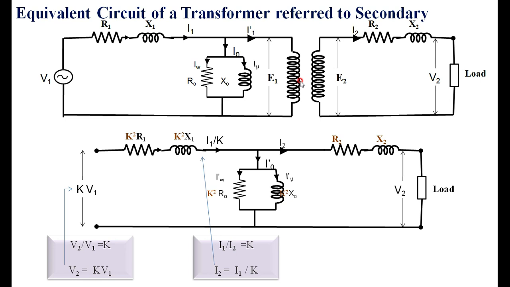This is the circuit diagram which is referred to the secondary side. Merely by multiplying K square to the resistances and reactances, K to the voltage, and dividing by K for the current. That is, I1 becomes I1 by K, whereas voltage V1 becomes K times V1. Okay, and the secondary is intact as it is, R2 and X2. Here it is V2 because we are transferring this to the secondary side.